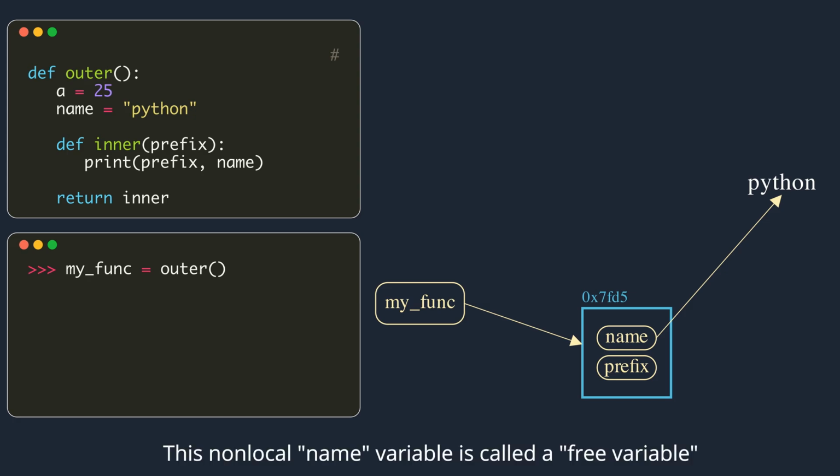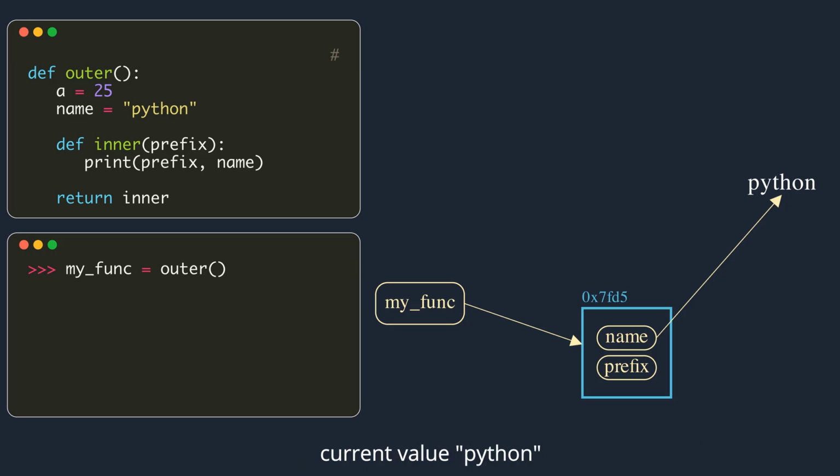This nonlocal name variable is called a free variable. When we consider the inner function, we are looking at two things: inner function and the free variable name with current value Python. This is called a closure. The closure is a function plus an extended scope that contains free variables. This is not specific to Python, it exists in other programming languages too. At the end of the outer function, we are returning a closure.